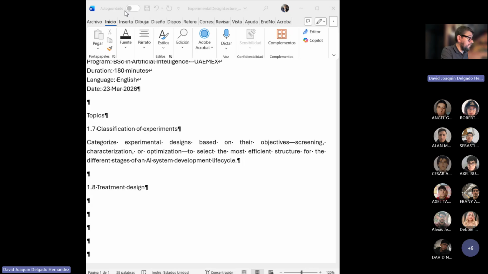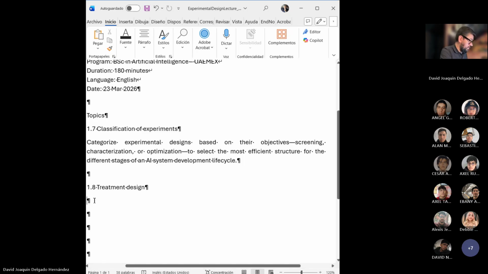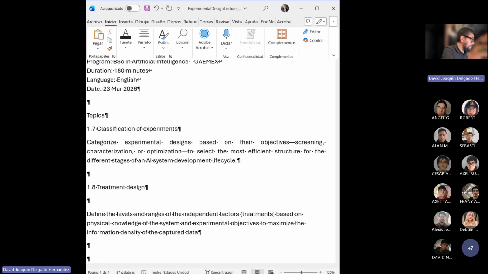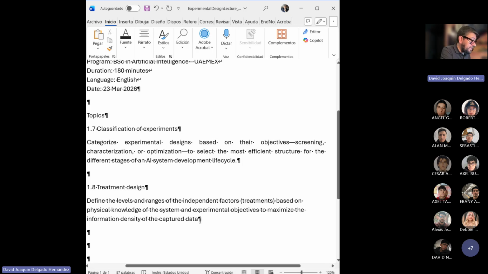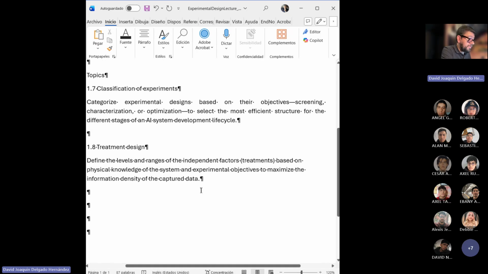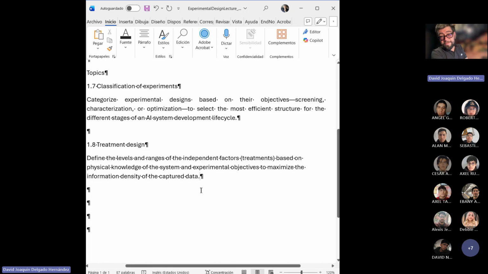And for the second topic, we have the following objective, which is we are going to define the levels and ranges of the independent factors or treatments based on physical knowledge of the system and experimental objectives to maximize the information density of the captured data.